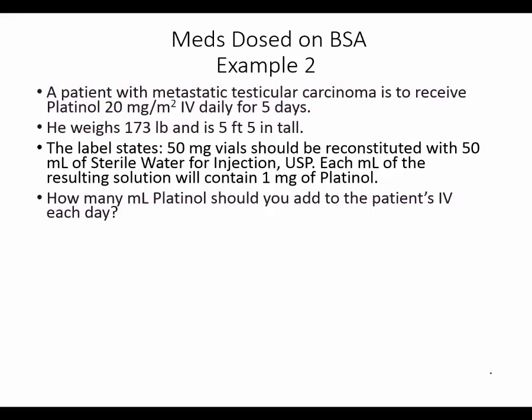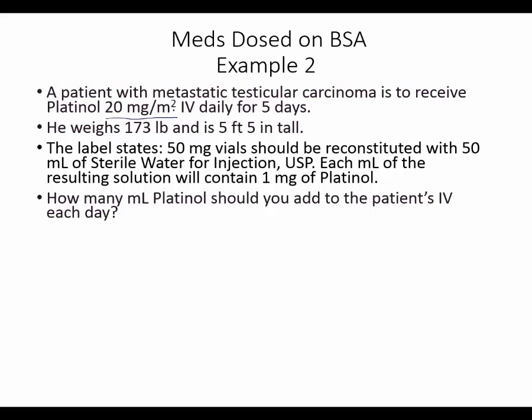We're looking at a second example of a medication that is dosed based on the patient's body surface area. In this problem, I'm telling you that it's based on body surface area, but when you're doing homework, you may not know. So our key to knowing if we should use body surface area is to look how the medication is ordered. And so we have an order for this patient to receive 20 milligrams per meter squared.